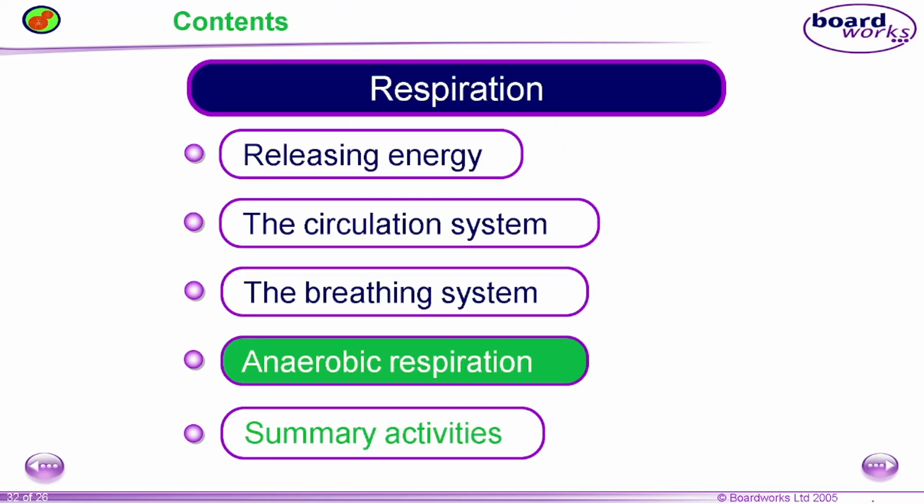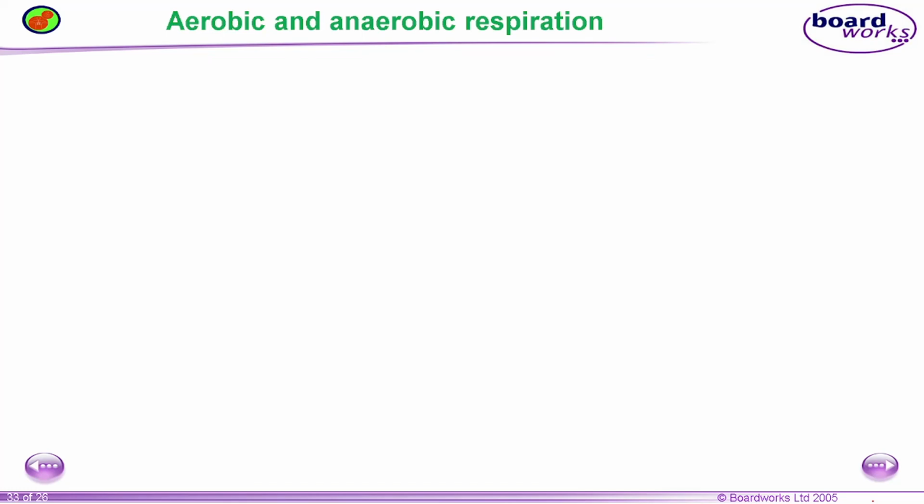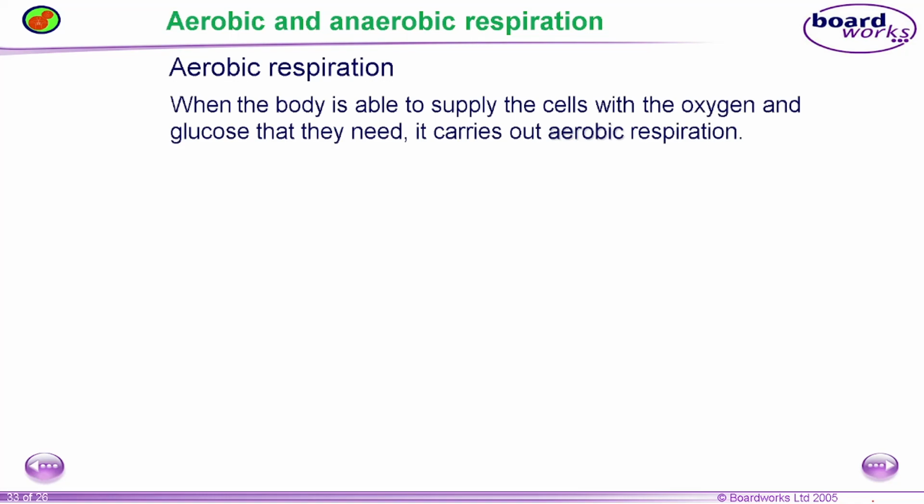Alright, so we have completed the following: releasing energy, the circulation system, the breathing system. Now let's move on to anaerobic respiration. Before we start, you must remember that aerobic respiration is the release of energy with the presence of oxygen, whereas anaerobic respiration is the release of energy without the presence of oxygen.